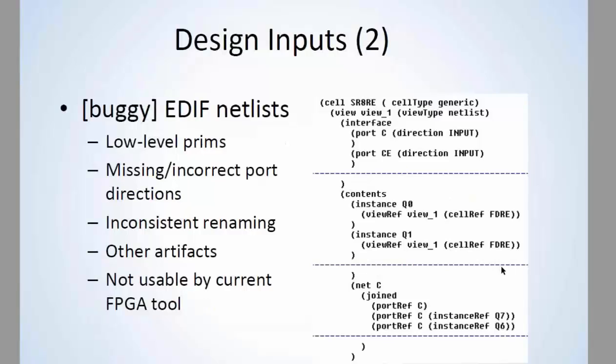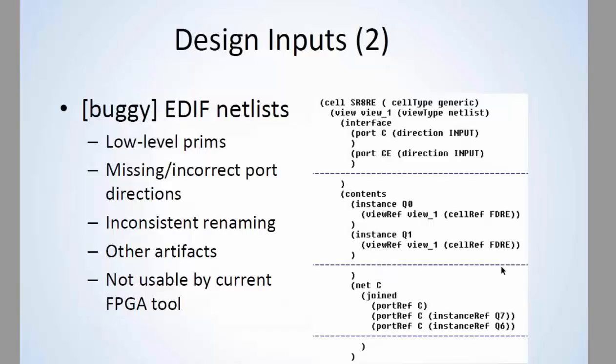The next input was machine readable but less human understandable. These were the buggy EDIF net lists, which went all the way down to the low-level prims, meaning you didn't have to deal with a prim stopping at a counter. It went all the way down to the flops and ands and ors, okay? But there are a lot of inconsistencies and things wrong with these files.